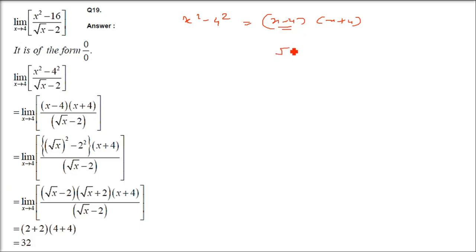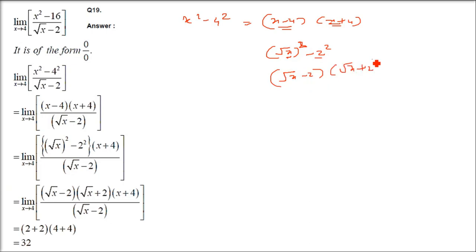So we have to make it in such a way that this x minus 4 is root x whole square minus 2 square. I am taking the left one, x minus 4. Root x whole square minus 2 square. This is root x minus 2 and root x plus 2.